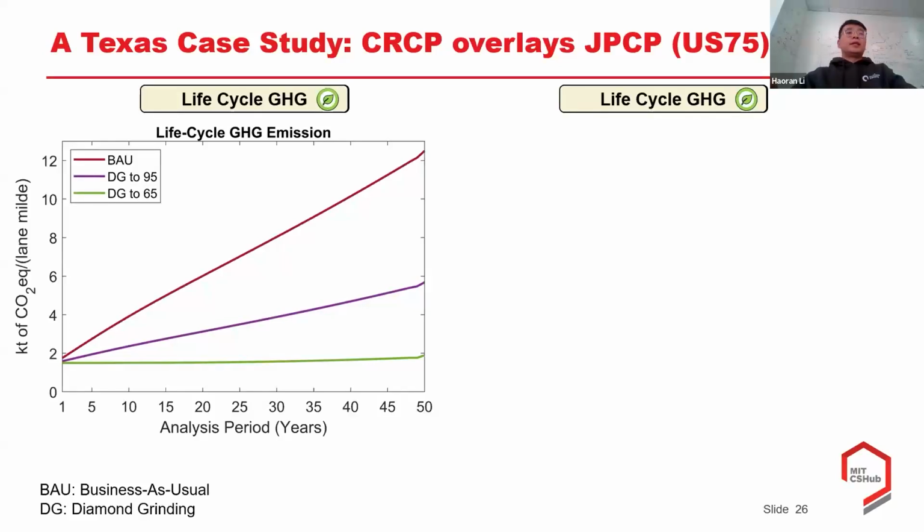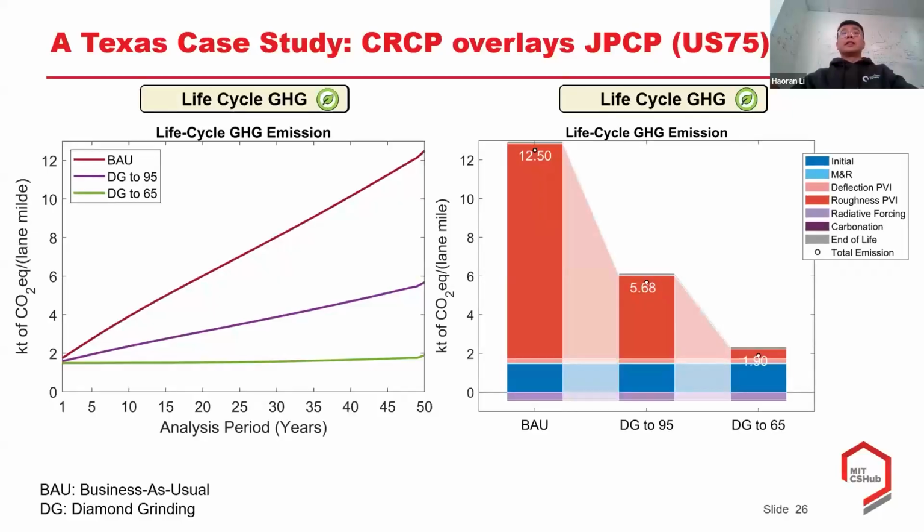They reach out to us to see the potentials because they see the benefit of the diamond grinding, but they're not sure how much diamond grinding they have to do and what the benefit is. So we just run the tool, which is very easy to set up, with different levels of diamond grinding. For example, diamond grinding to 95 inch per mile or to 65 inch per mile. And you can see a direct saving of about 55 and 85% of the life cycle GHG. And what is the future of the tool?